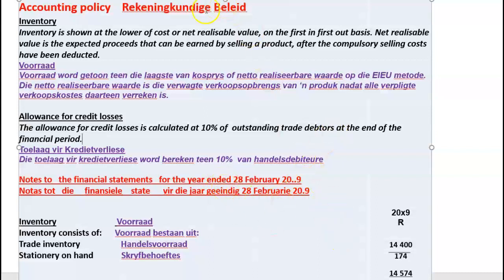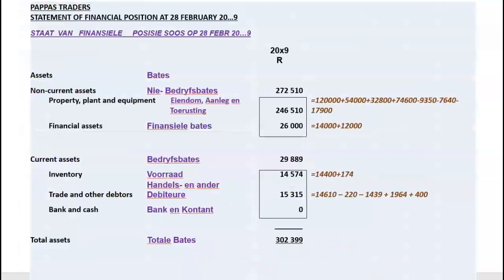Then notes. Now maybe you cannot see that so clearly anymore. Notes in the financial statements for the year ended, again the year and the rand amount. Inventory. Inventory consists of trading inventory, which was 14,400, and stationery or consumable stock on hand, which was 174 rand. And then it will give you a total at the end of the day of 14,574. And that will be the amount on your statement of financial position.